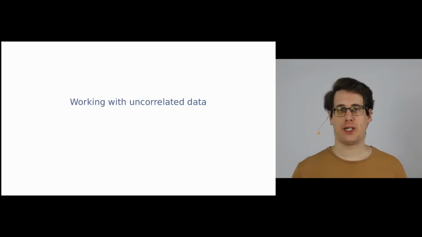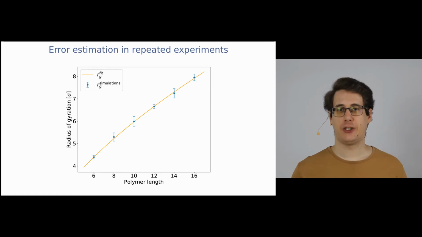Let us first look at a simple case where you have uncorrelated data. Imagine you would like to measure the radius of gyration of a polymer as a function of the number of monomers. For each polymer length, you will run multiple simulations with different initial conditions. Each simulation will give you one data point. You can consider these samples as uncorrelated. And so on the graph, for each polymer length, you can plot an estimate of the mean and an estimate of the error of the mean.